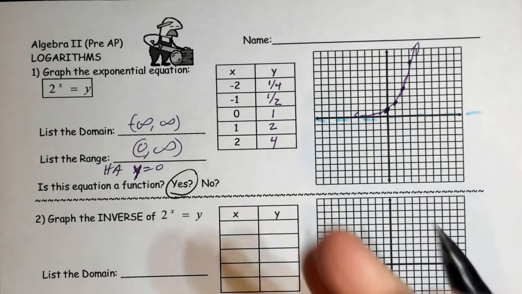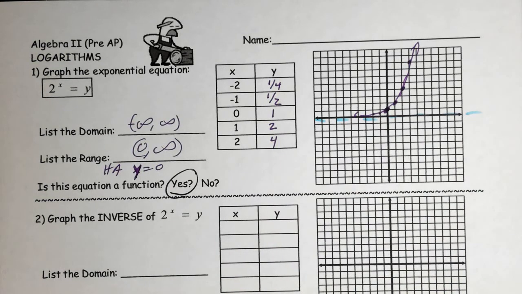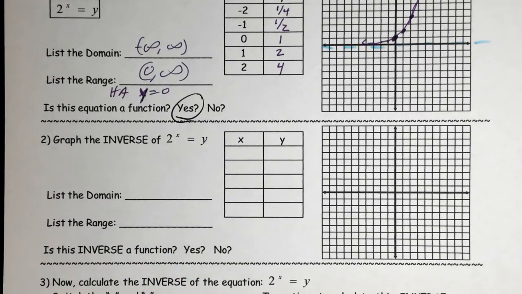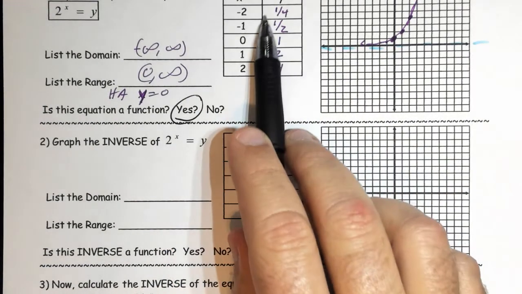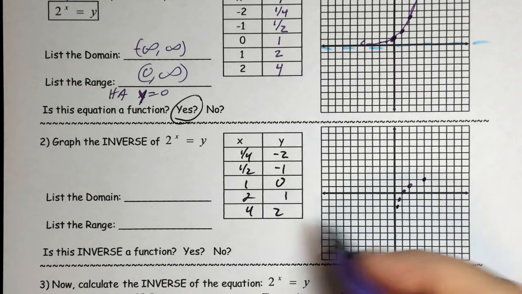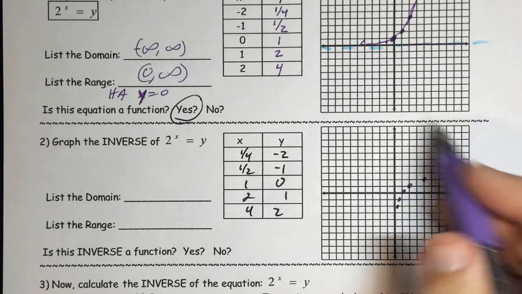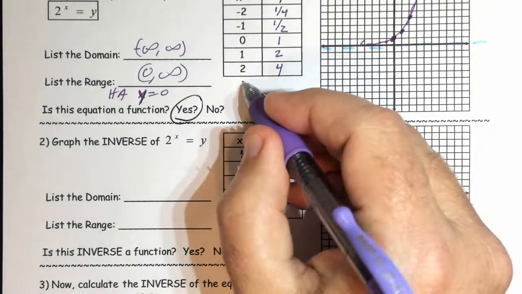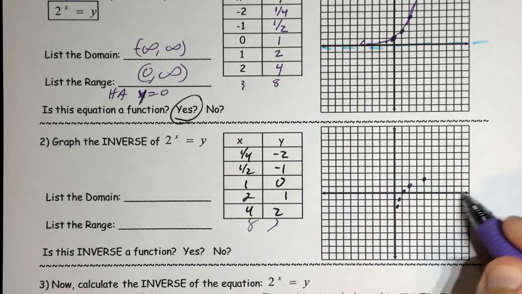So what we're going to do next is talk about how I would find the inverse of an exponential equation. If I know a graph, here's my graph, how do I find the inverse? Well, we flip the x and the y of that graph. So I've flipped our x's and y's, and I've graphed those 5 points. And if I was to go farther, if we had up here 3, 8, we'd also have 8, 3. So 8, 3 would be here.